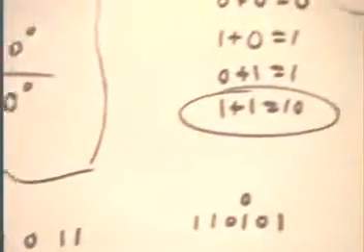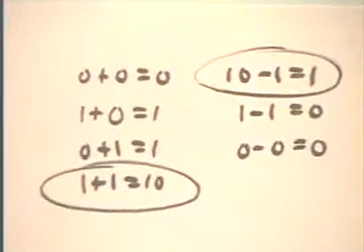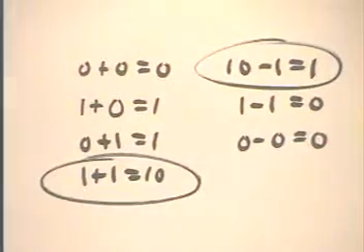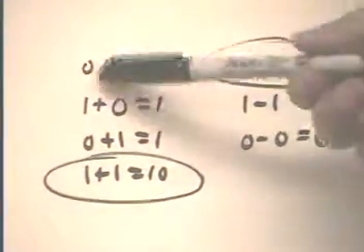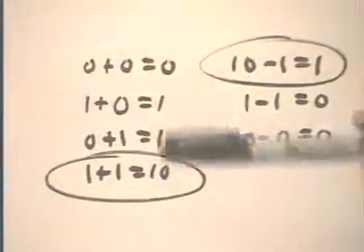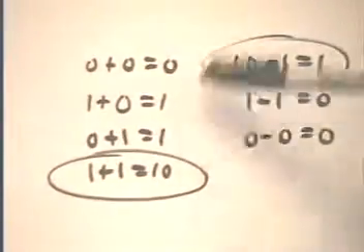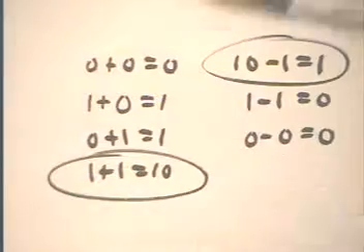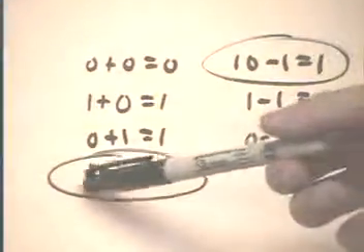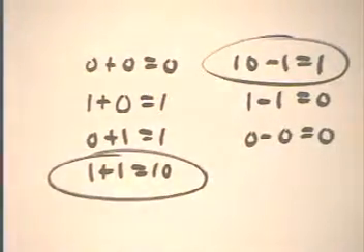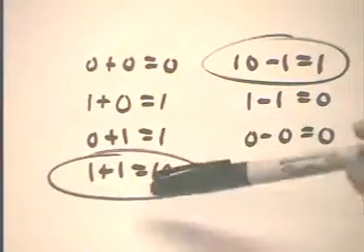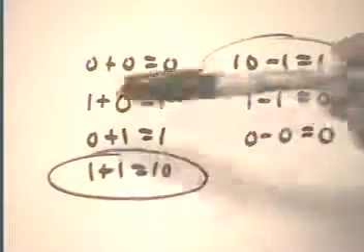The arithmetic that we use in adding and subtracting binary numbers is summarized right here. This is all we got to know about addition and subtraction. 0 plus 0 is 0, 1 plus 0 is 1, 0 plus 1 is 1, just like in base 10 arithmetic. The only difference is 1 plus 1 is 1, 0. Now, if 1 plus 1 is 1, 0, then 1, 0 minus 1 has to equal 1.